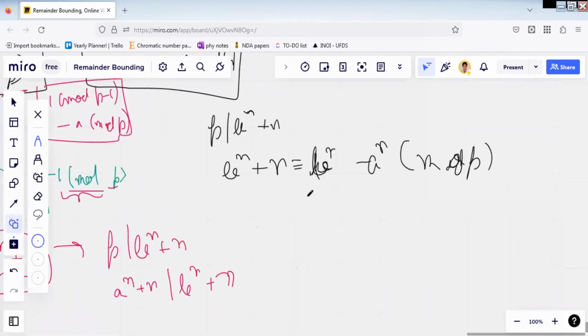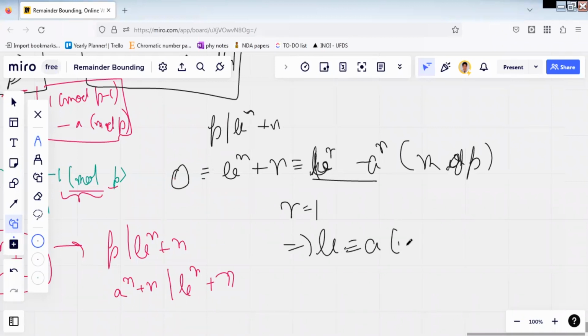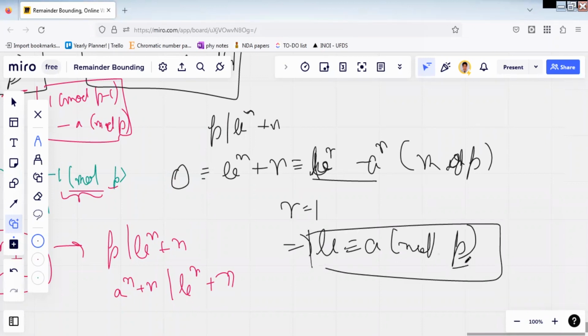Now, which value of r makes the most sense? Like r equals 0 will just give this is 0, which is not helpful. So we can take any r, right? So we just take r equals 1 and you get that b is congruent to a mod p, which is what we wanted. And now you can take p to be as large as you want, like there was no condition on p. So is this clear?